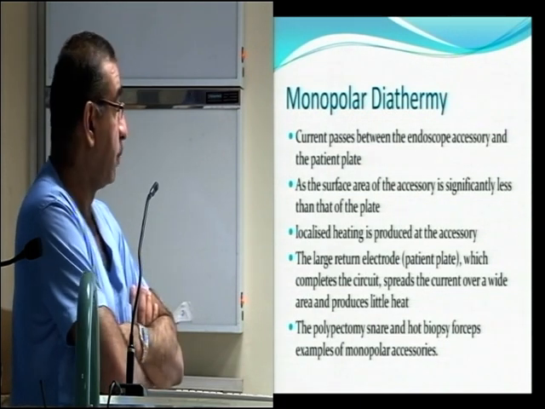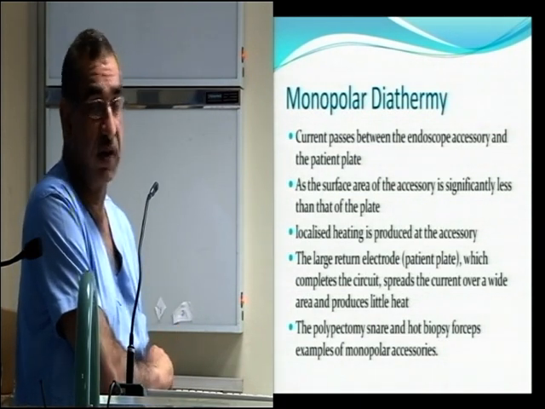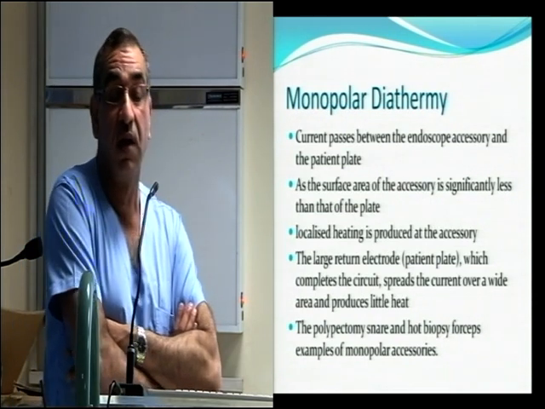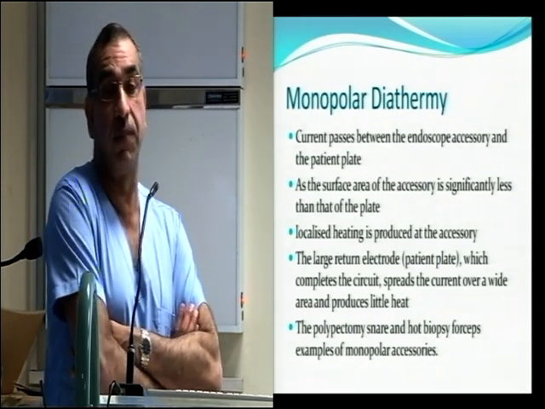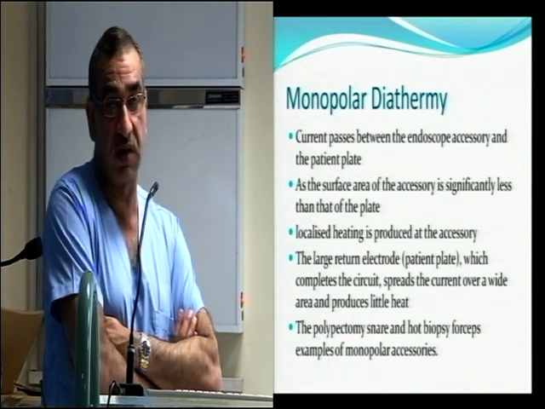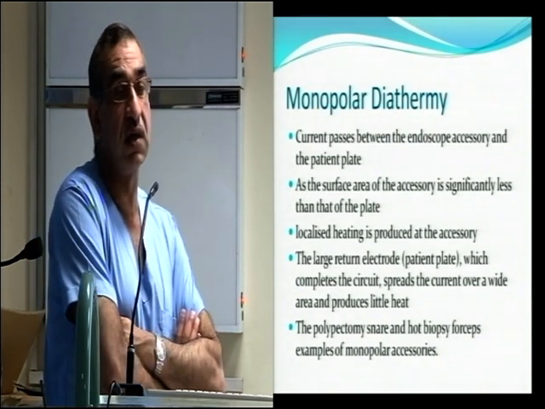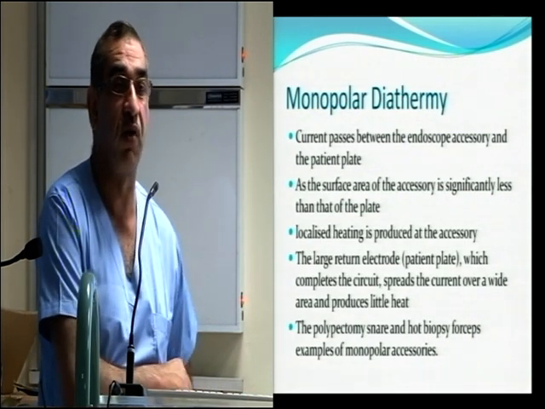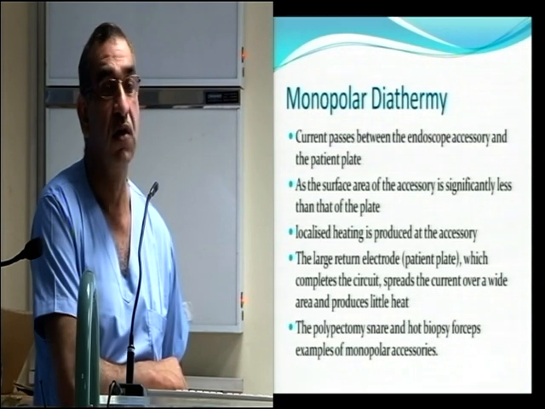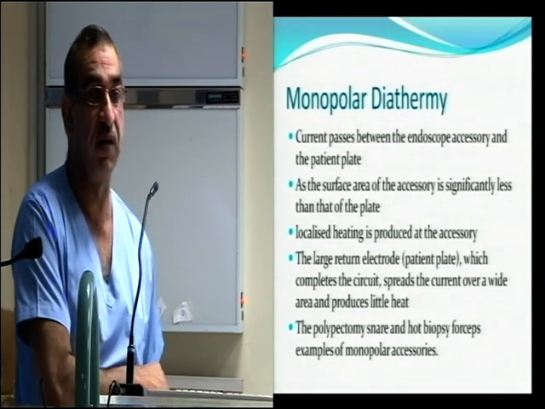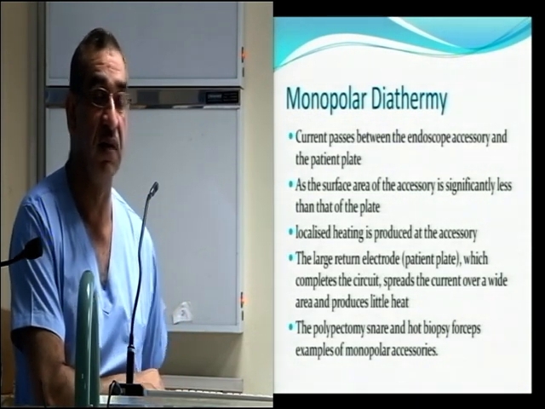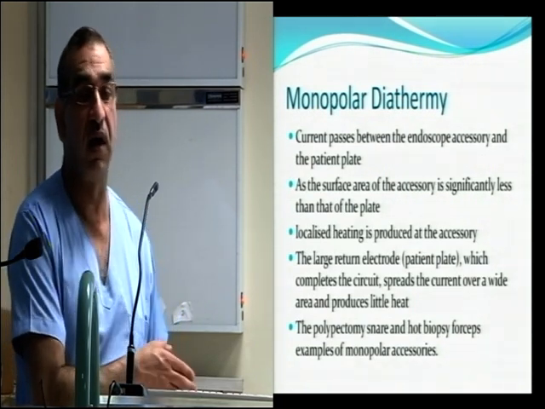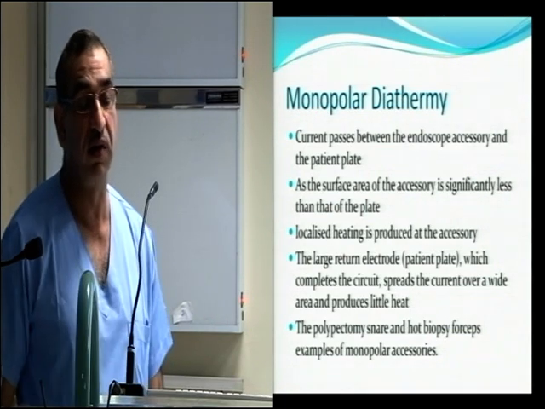The large return plate, which is very important that it has good skin contact, completes the circuit, but it spreads it around. Normally, when you apply the plate, the nurses or your technicians make sure that there is no metal prosthesis under it, because it might cause burns inside the patient. So we always ask the patient if he's had any hip or knee prosthesis, or you look for a scar of the operation on the hip, which is quite obvious. In that case, if there is any prosthesis, use the plate on the other side.